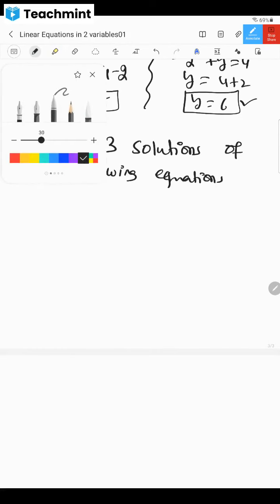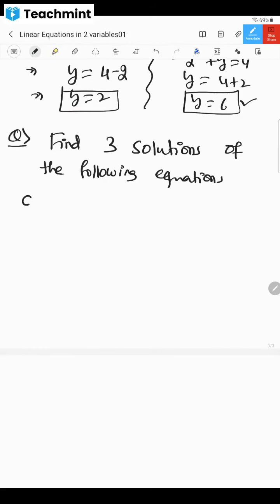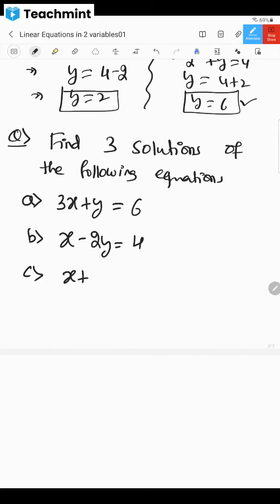I'm going to give you the equations. The first equation, A, is 3x plus y is equal to 6. B, x minus 2y is equal to 4. C, x plus y is equal to 1 by 2. Okay. And D, 3x plus 4y is equal to 12. Will you solve these 4 questions, dear children?